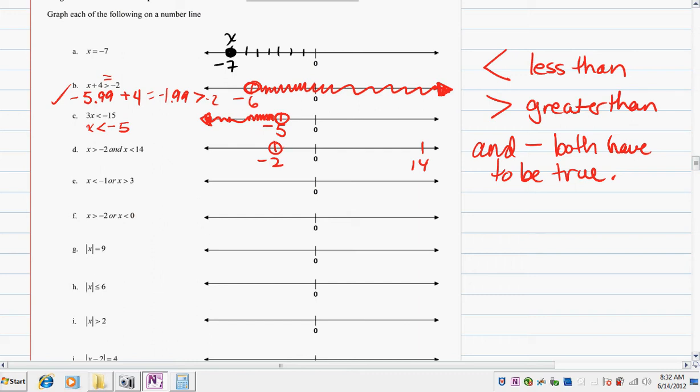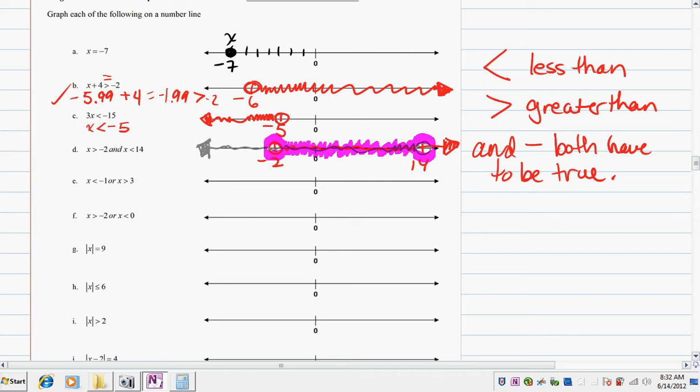So bigger than -2 looks like this. Less than 14 looks like that. And where they are both true is where they cross. But it does not include 14, so I have an open circle there, and it does not include -2, so I have an open circle there. So the solution would be what's in purple.